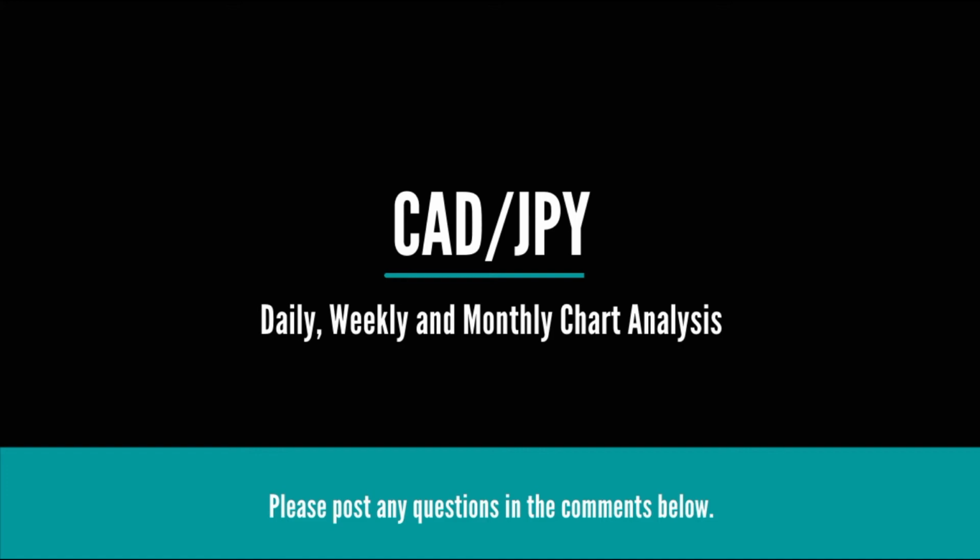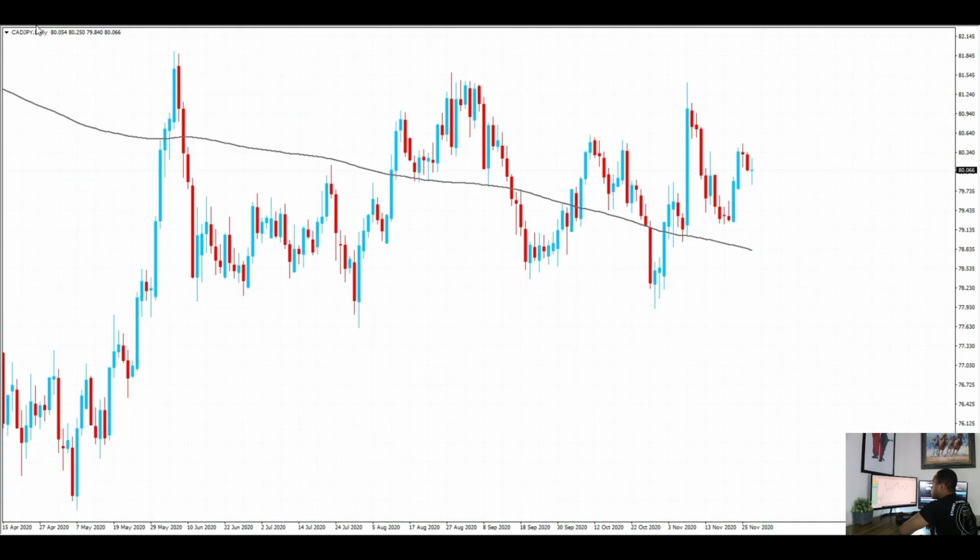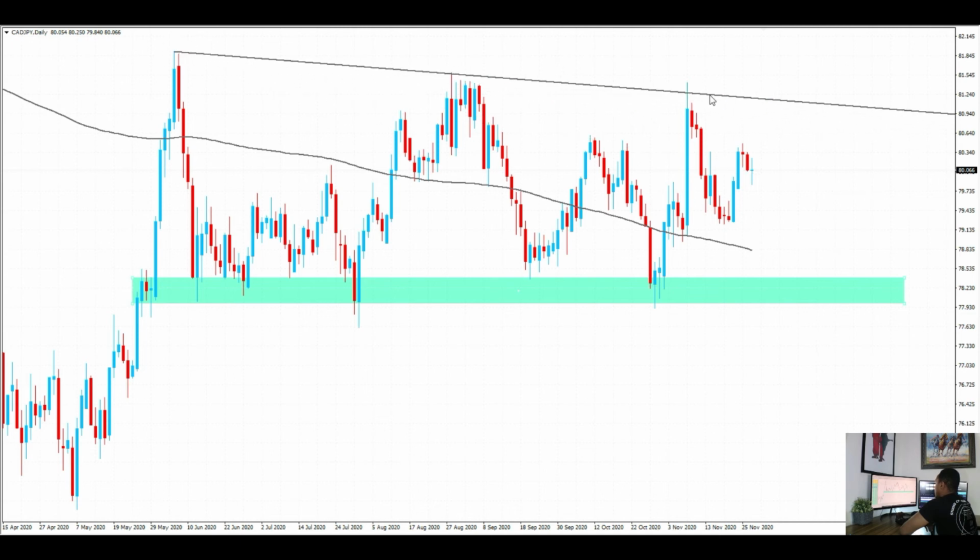Next, we're going to move on to CAD JPY. Okay, so for CAD JPY on the daily chart, you can see not too much has happened this week. We did see a push to the upside, found support in that area in the market, found some resistance up there again. So again, not too much has happened, essentially just moving sideways. We do have support all along here, and we've got that trend line keeping us with that resistance up there.